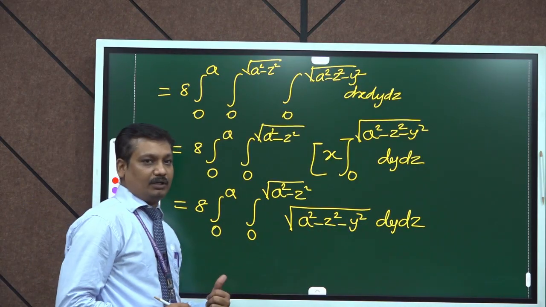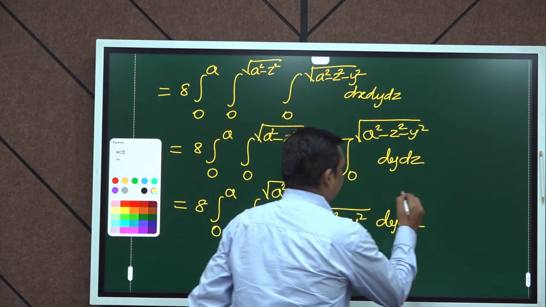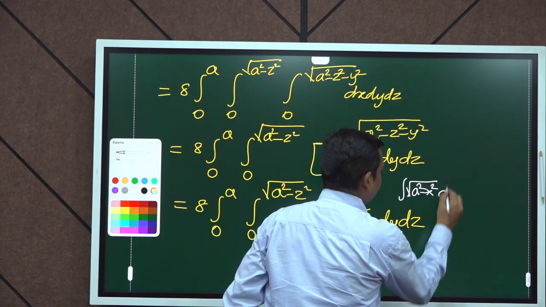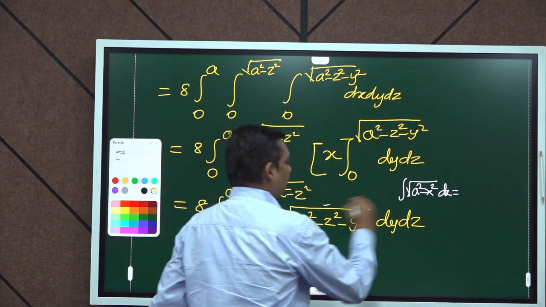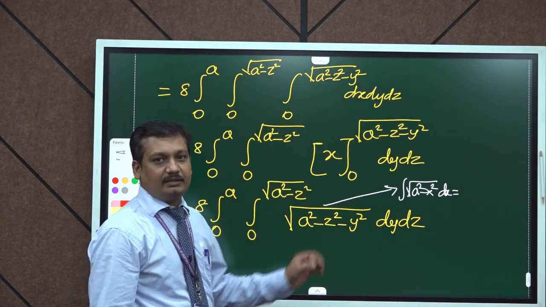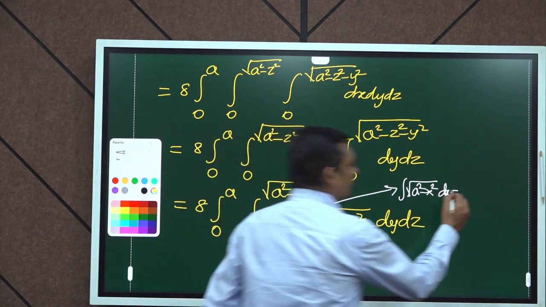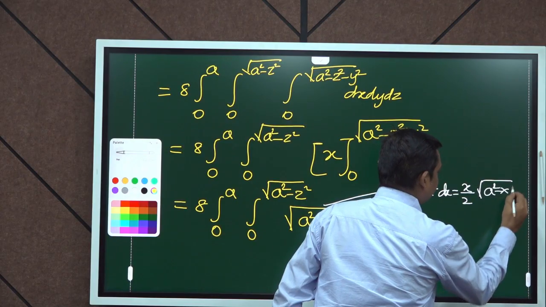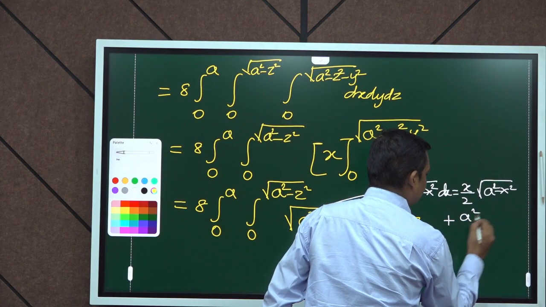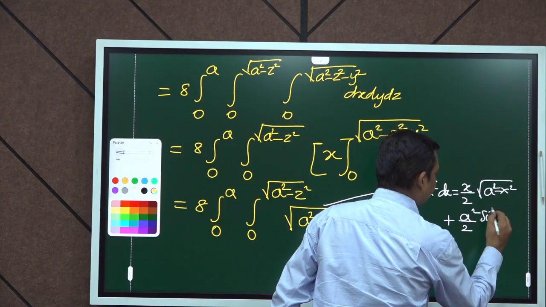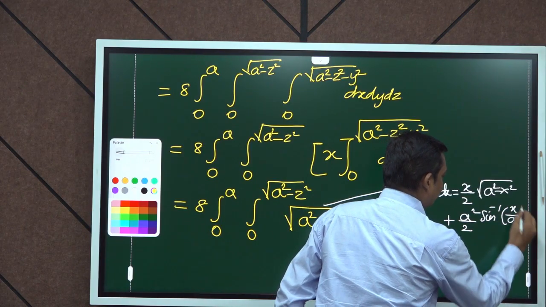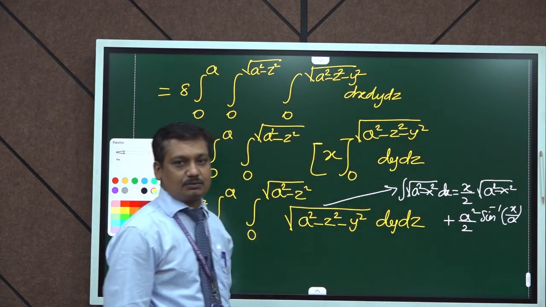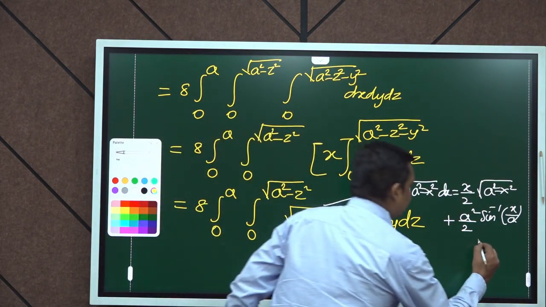Already we have one formula. That formula is integral of root of a squared minus x squared dx equal to x by 2 root of a squared minus x squared plus a squared by 2 sine inverse of x by a. Now compare with this equation. Here the integrand variable is y, so that's why y is equal to x.